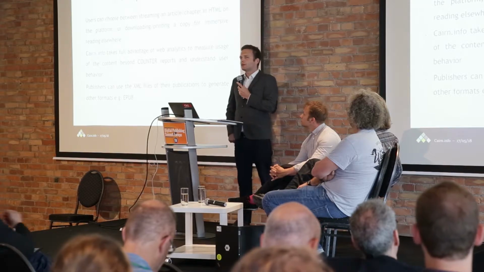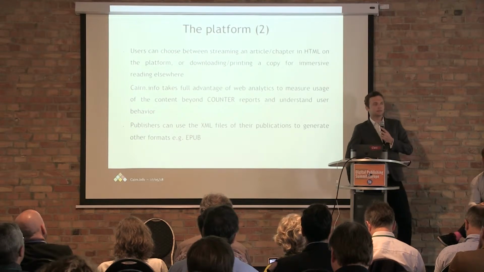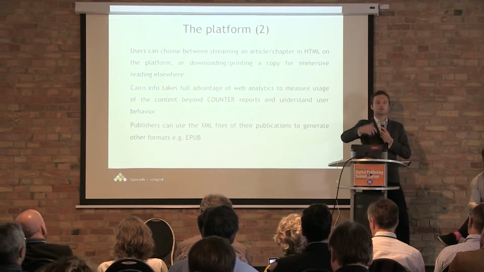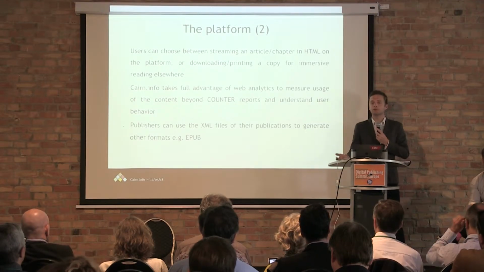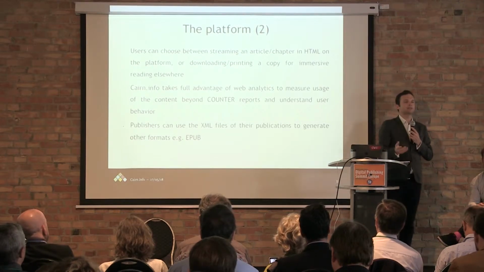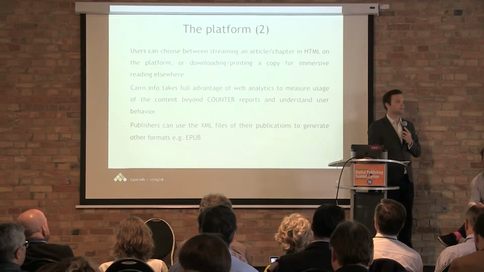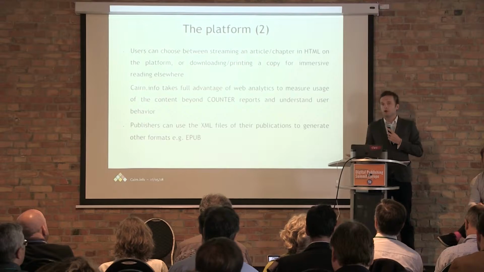And then here I guess we can talk about two usage cases, because on Cairn a user can choose between browsing, streaming the articles on the platform in HTML, and that's in line with what I explained earlier, the idea that the users want to access this ecosystem. They want to quickly navigate from one type of content to another, etc. But we also give users the option to print articles or to download articles, and that's for more immersive, really in-depth reading of content, which is more in line with what we observe our users want.